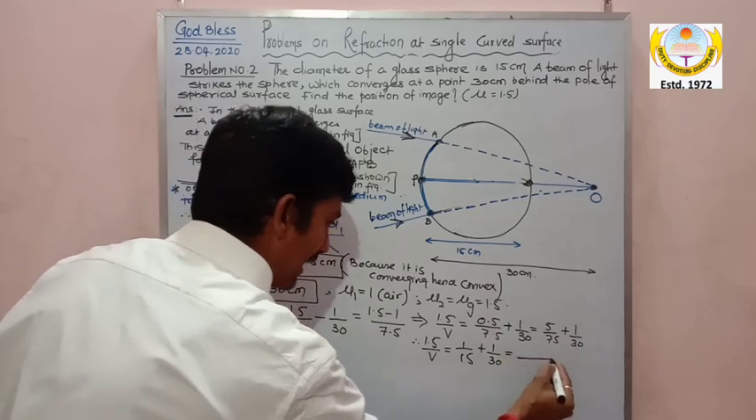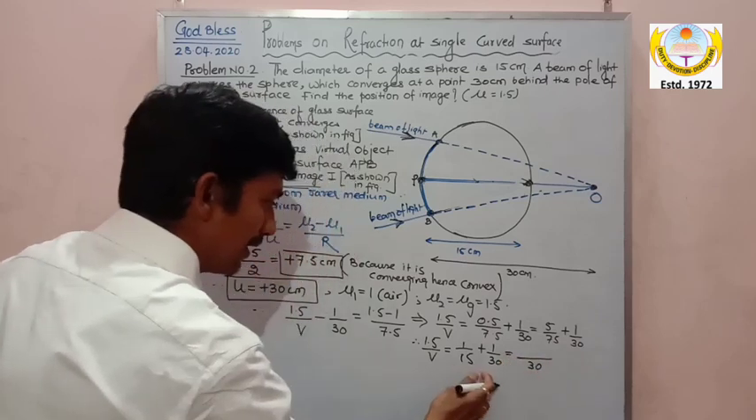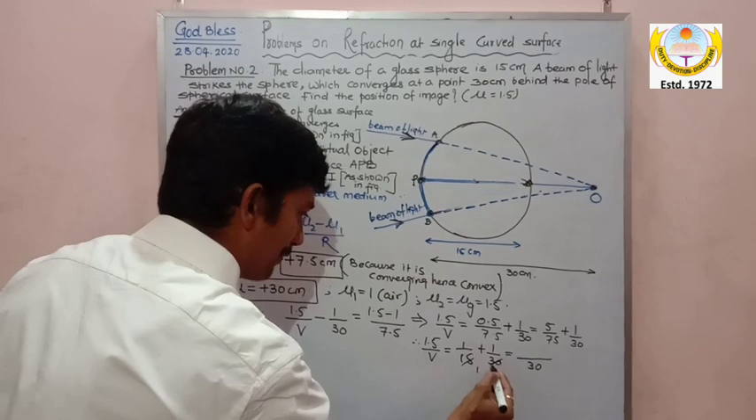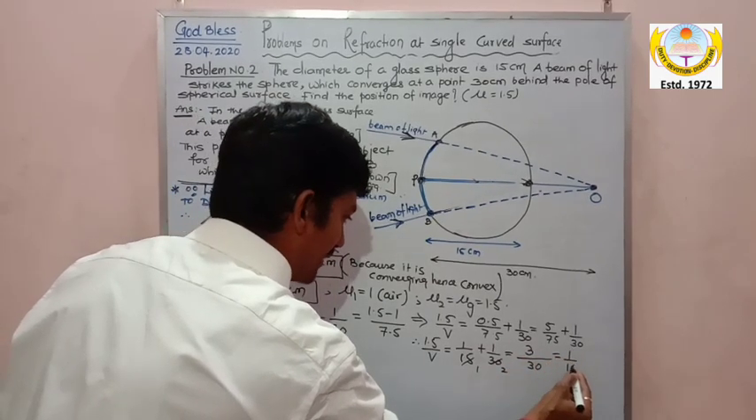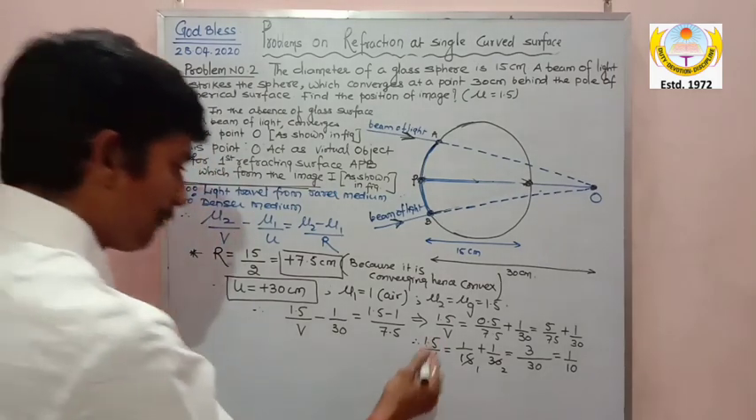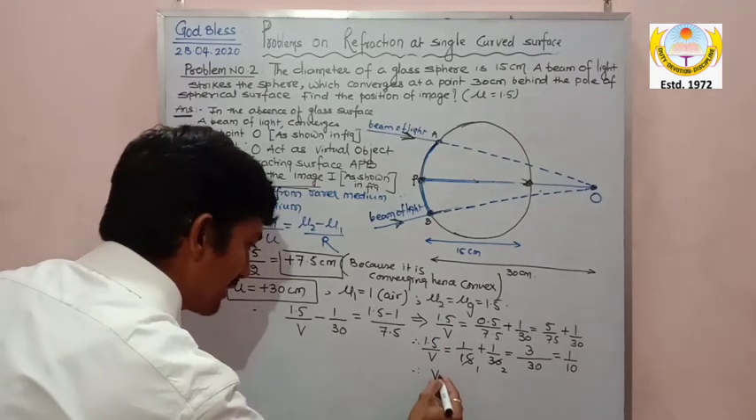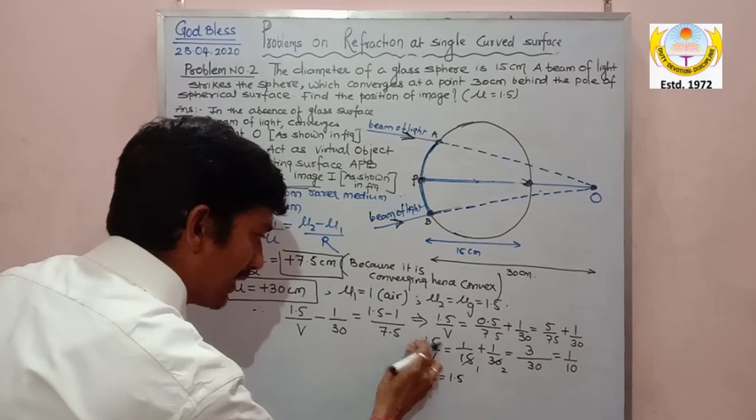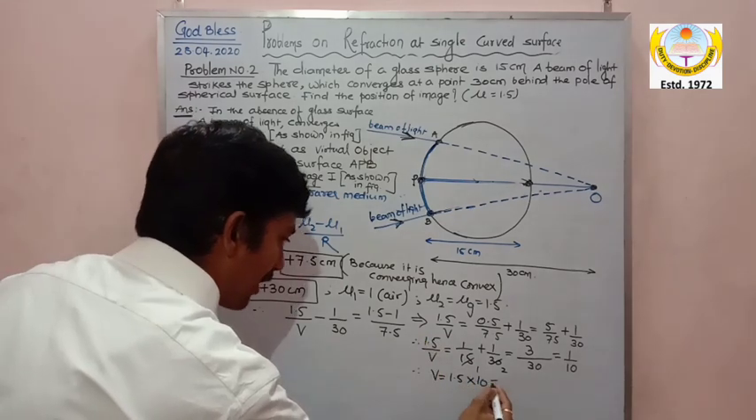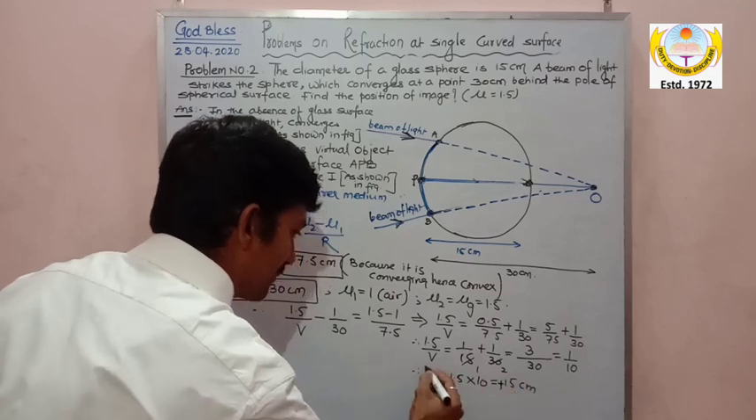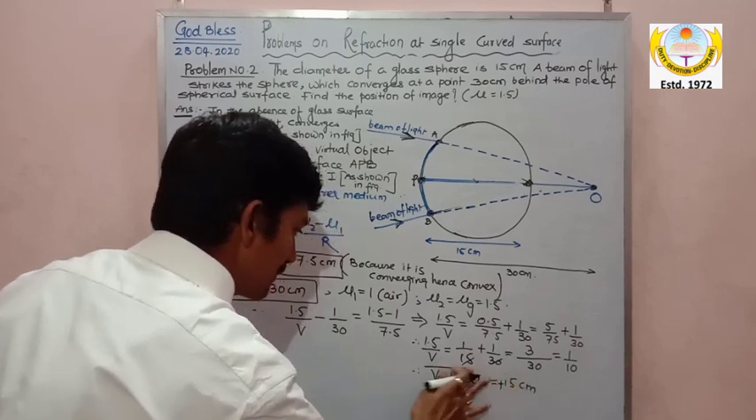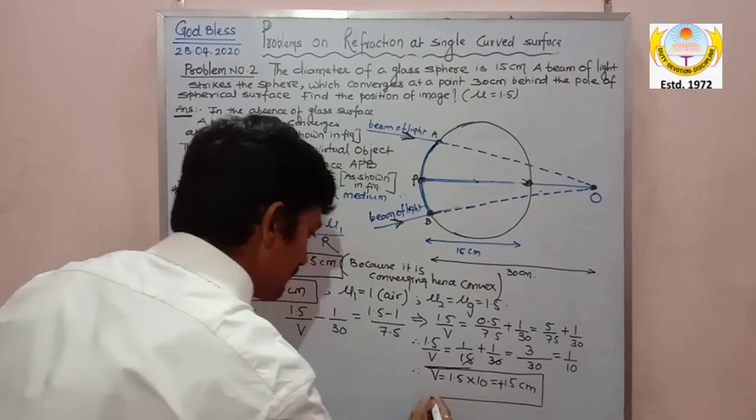This will give me, here it is 30, and here 15 ones are 15, twos are 30, so 2 plus 1. The answer will be 3 by 30, that is 1 by 10. And therefore, my dear, you can see v is equal to 1.5 into 10, and the answer for v will be 15 centimeter, and it is plus.